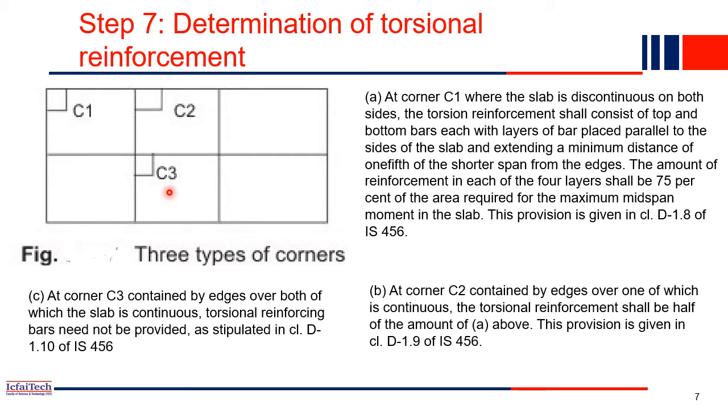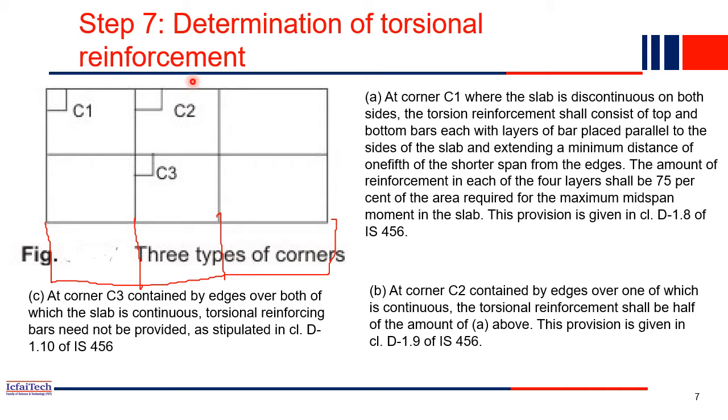Similarly for C3, it may be the inner panel. In that case, all four sides will be continuous if C3 is the inner panel, at the center. Maybe I'll draw it quickly. If you add one more panel here, what will happen? I have added one more panel in the slab. In that case, you will find these three types of panel. One is this corner panel where two sides are discontinuous. Another panel has only a single side discontinuous, whereas three sides are continuous. And in the middle panel all four sides are continuous. So these three types of panels you will find in a slab.